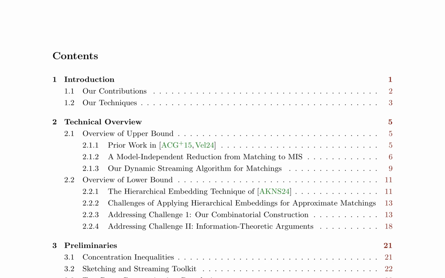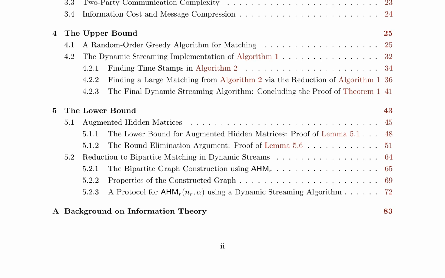The paper's contributions include settling the pass complexity of approximating maximum matchings in dynamic graph streams, presenting a randomized sketching-based semistreaming algorithm for O(1) approximation of maximum matching, and proving a lower bound of log n passes for any semistreaming algorithm. The paper's techniques include a model-independent reduction from matching to MIS, a random-order greedy algorithm for matching, and information theoretic arguments for the lower bound.